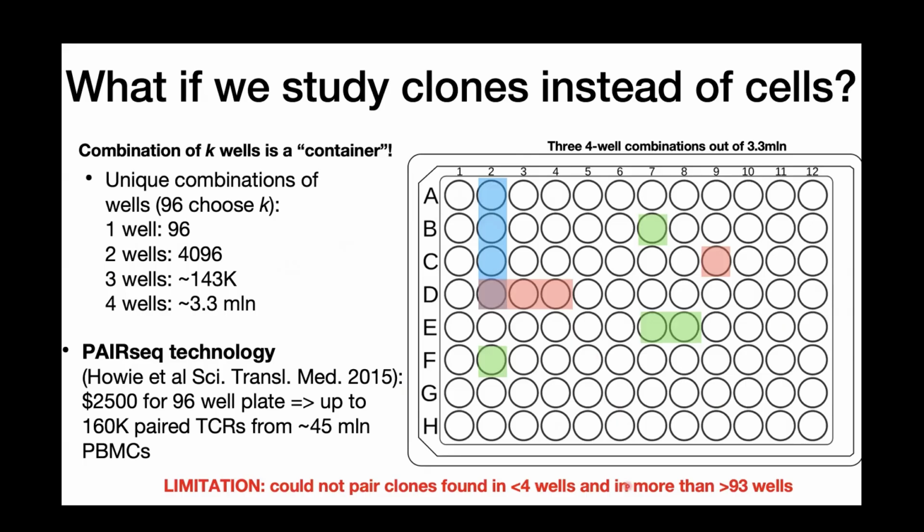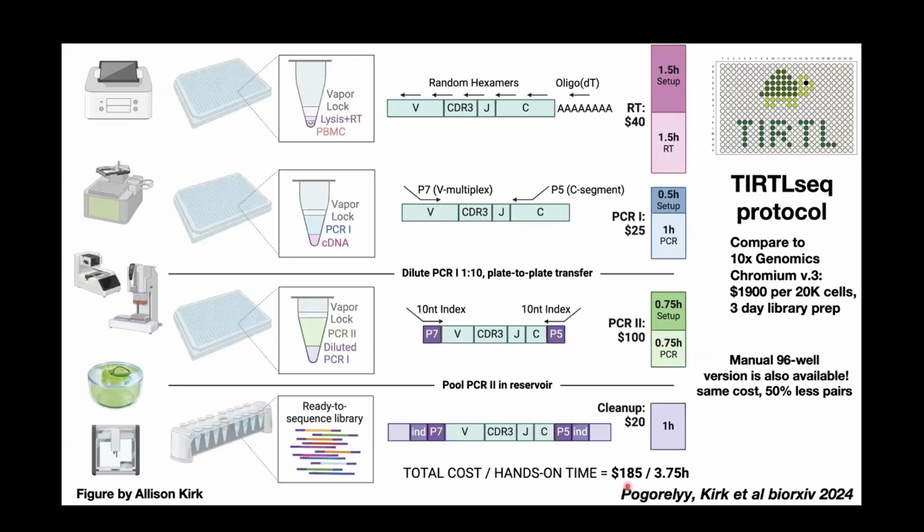And we were inspired by this idea, and we developed the TIRTL-seq protocol. The idea of this protocol is that we increased the number of wells, and we aggressively miniaturized all reactions, and we also excluded the majority of steps from the original protocol. So all the cleanups, all plate-to-plate transfers, all of this was sacrificed, and the protocol still works.